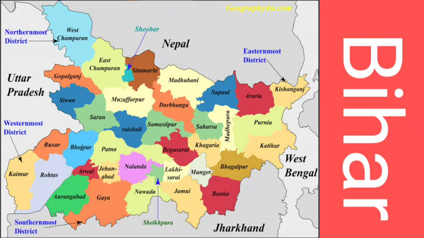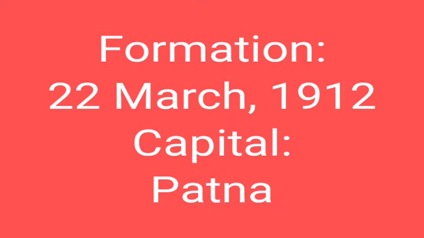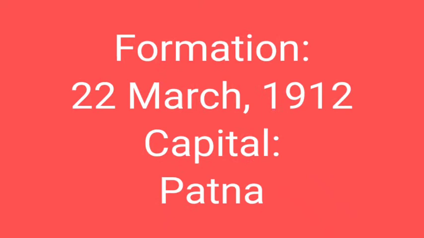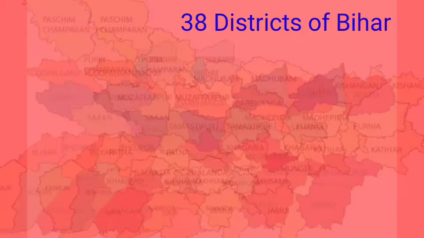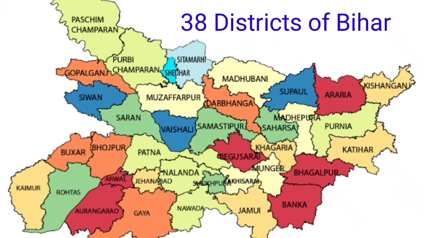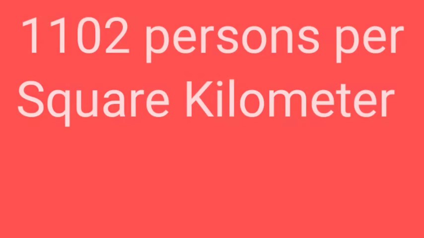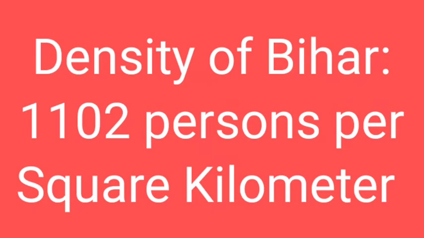The formation of Bihar was on 22 March 1912. The capital of Bihar is Patna. There are a total of 38 districts in Bihar, and 9 commissionaries are also in Bihar. So you can say that there are a total of 9 commissionaries and 38 districts in Bihar. The density of Bihar is 1102 per square kilometer.